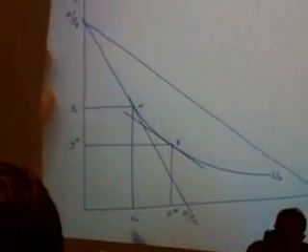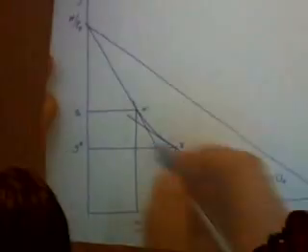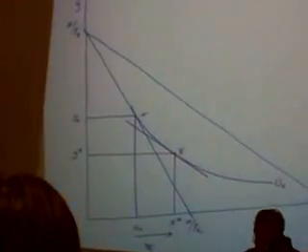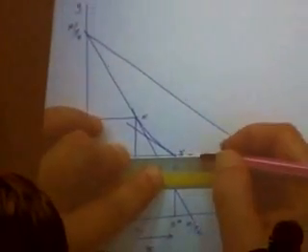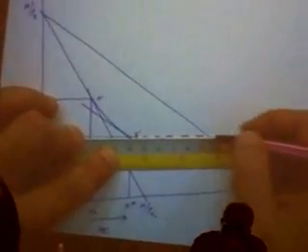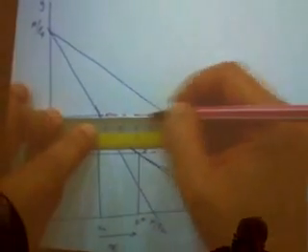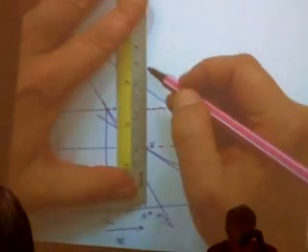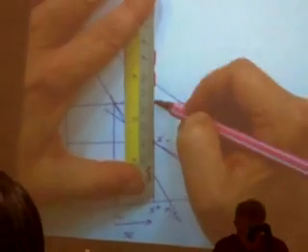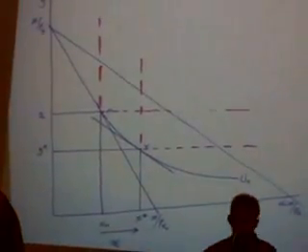Okay, so there's my substitution effect. Now, let's take a ruler. Dotted line across here. And here. And up here. And here. Okay, in order of what we've looked at.